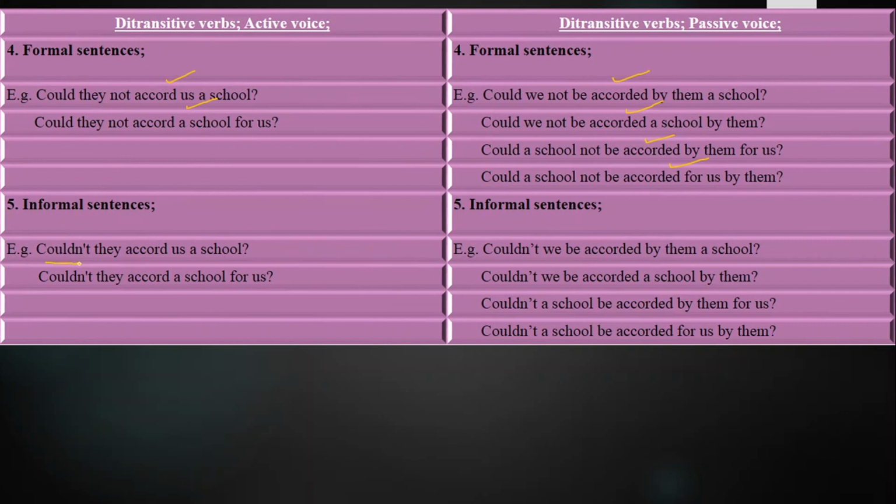Could not short form is couldn't. Couldn't they occurred us a school, couldn't they occurred a school for us, couldn't we be occurred by them a school, couldn't we be occurred a school by them, couldn't a school be occurred by them for us, couldn't a school be occurred for us by them. So these are the sentences of ditransitive verb occurred from active voice into passive voice.